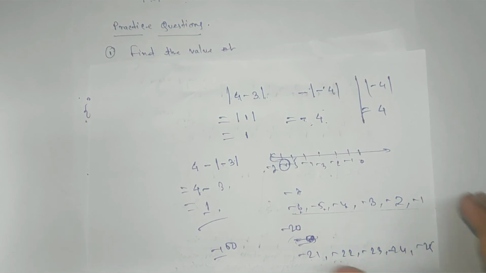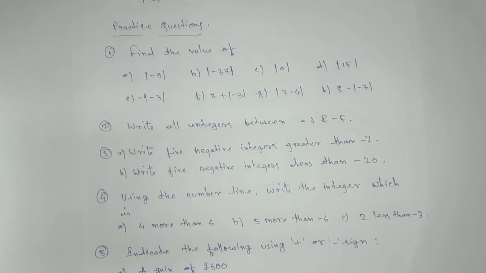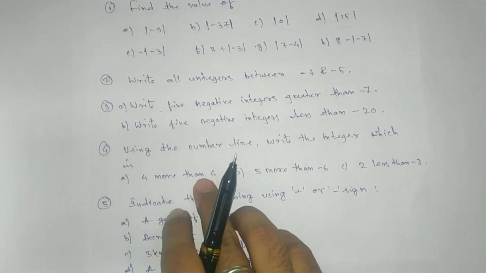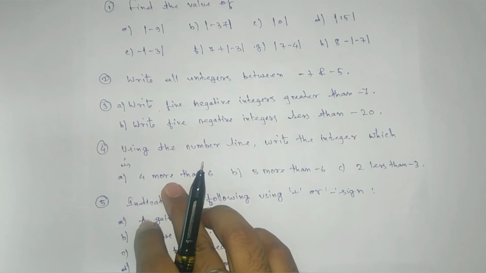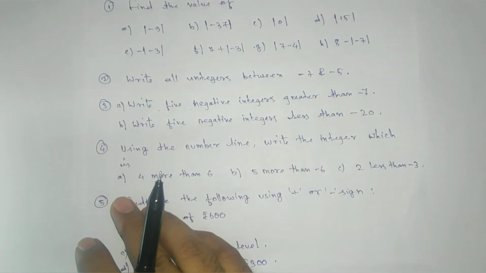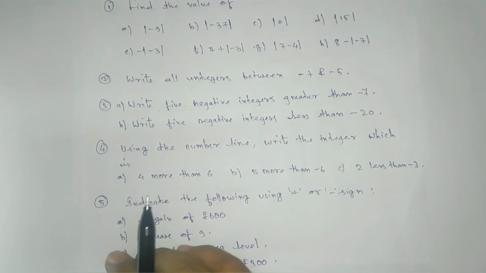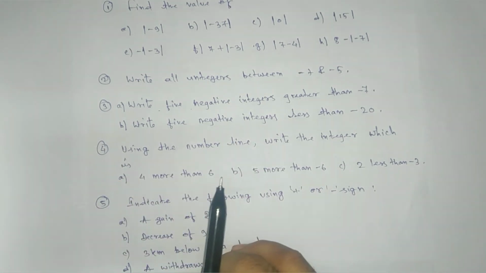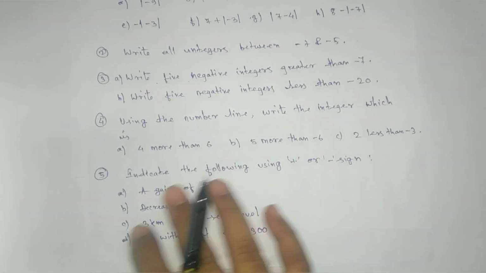Okay. Now next problem, using the number line, write the integer which is 4 more than 6. I have already discussed this right now. If you have a doubt, pause the video or go backward and find that portion.